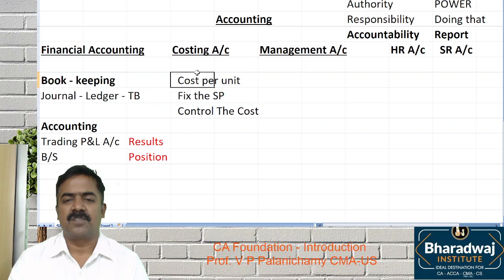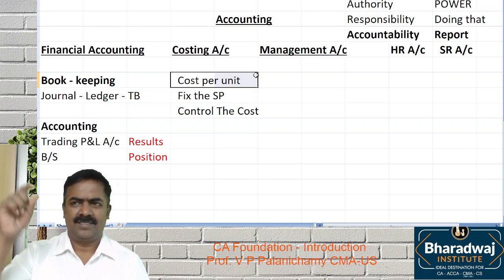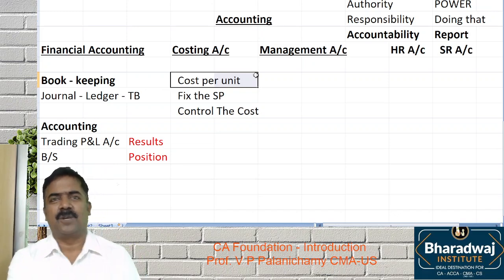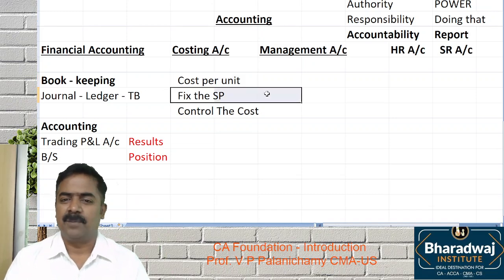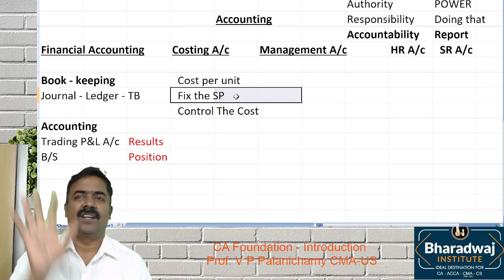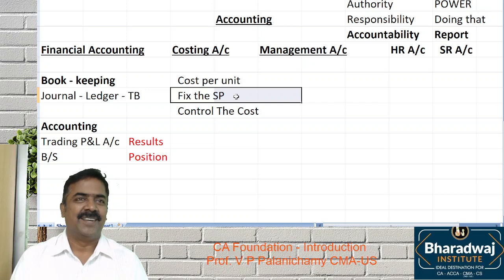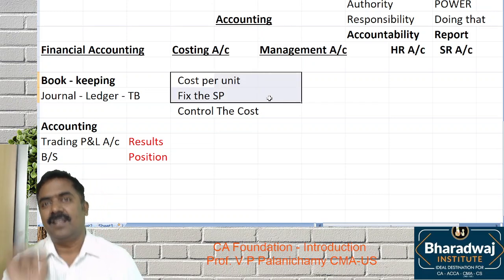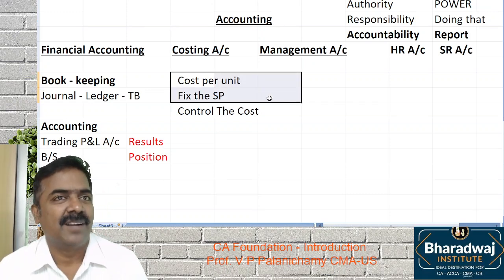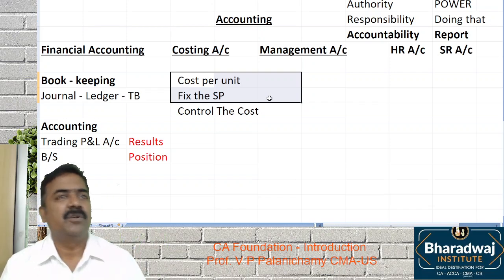Thereafter, they find out the cost per unit. For you, what will be the cost? The cost of treating the patient: this charge, that charge, operation charges, post-operative care, physiotherapy charges, and so on. They put it together and fix a selling price. They will quote, sir, for treating you, it will cost you 25 lakhs. Whether you want to get treated or not is up to you. So even in hospitals, they employ cost accountants for finding out which one? Cost per patient and quoting the price for the patient.